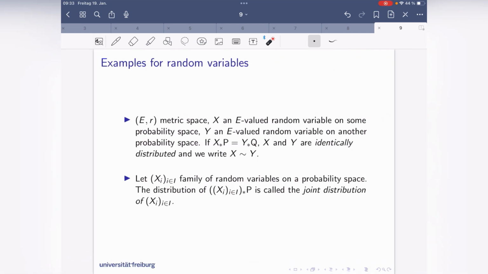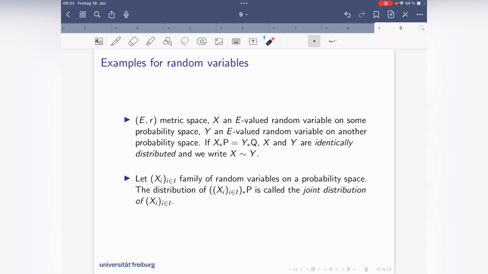Two examples for probability theory. We already had that X star P is the distribution of X under P. Y star Q is the distribution of Y under Q. So Q is also a probability measure. If they're the same, we say that X and Y are identically distributed, and we write X tilde Y.